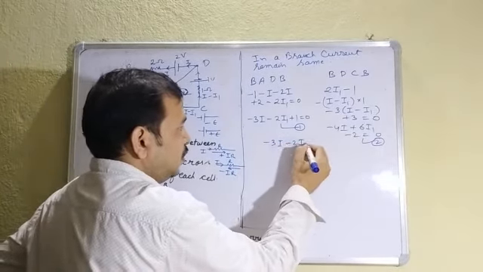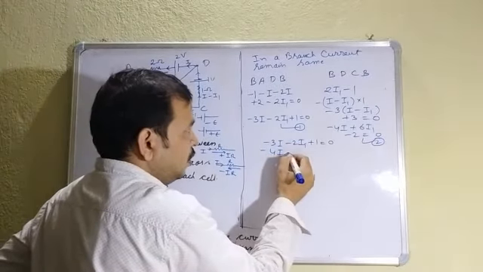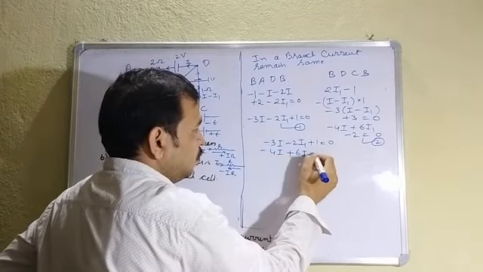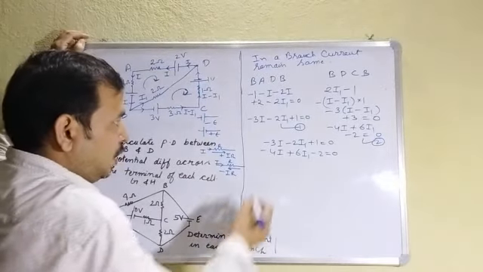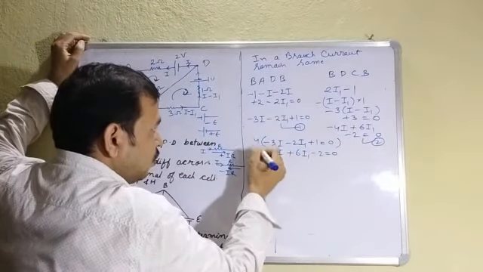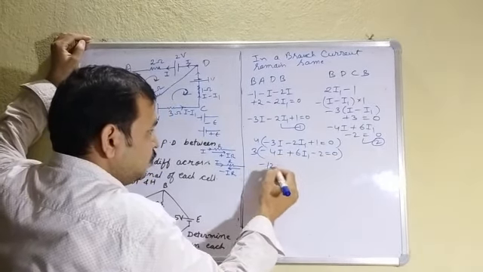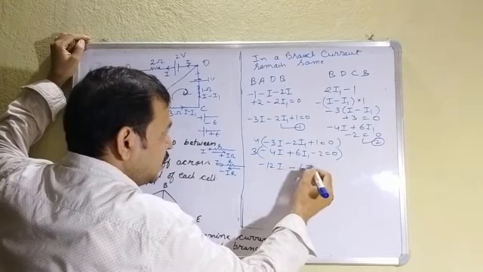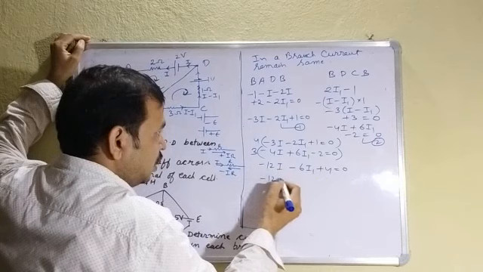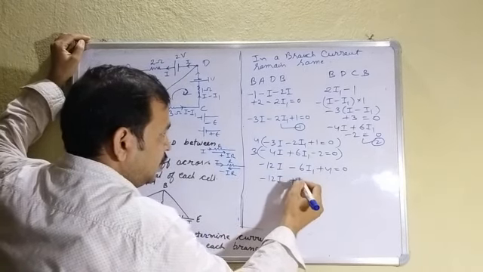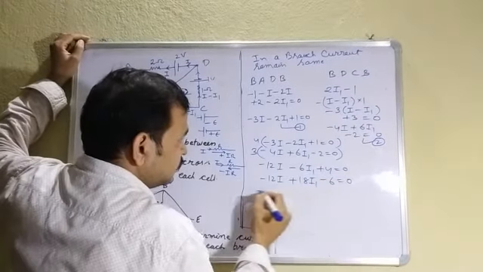Minus 3 minus 2I1 plus 1 is equal to 0. Minus 4I plus 6I1 minus 2 is equal to 0. Okay. Multiply this by 4 and this by 3, and again you write. This will be minus 12I minus 6I1 plus 4 is equal to 0. This will be minus 12I plus 18I1 minus 6 is equal to 0.